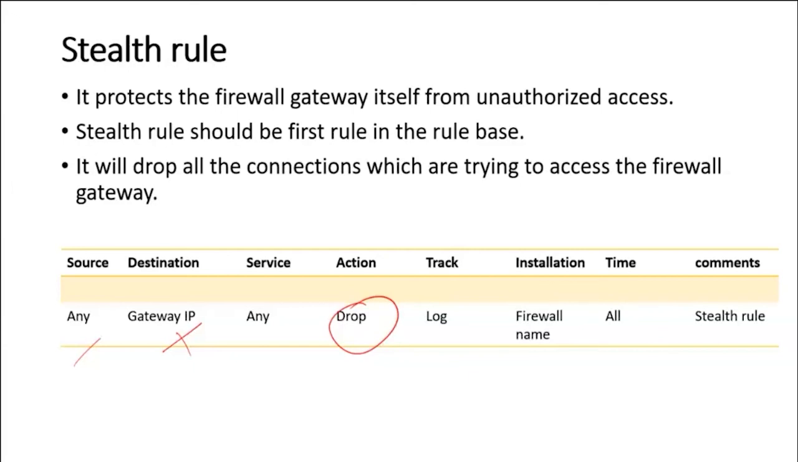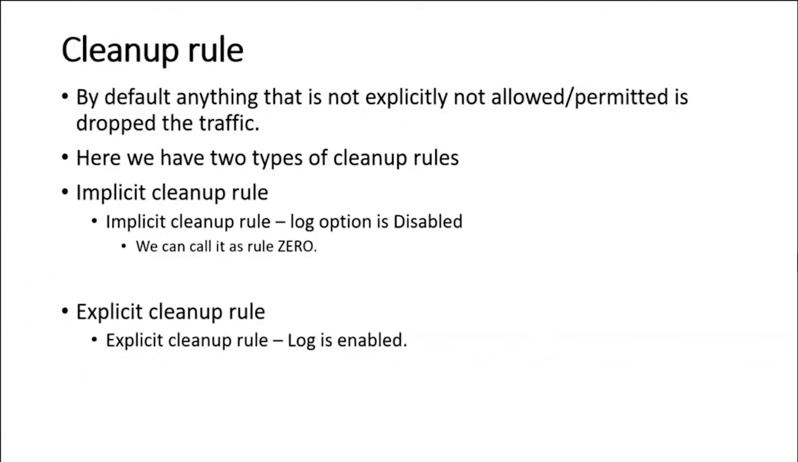Whoever wants to access the gateway, we can write a rule on top of the stealth rule. For example, if Harsha wants to access the gateway, we allow this rule for the gateway IP address. Above the stealth rule, if anyone apart from Harsha tries to access it, the packet will be dropped. Okay, so this is about the stealth rule.